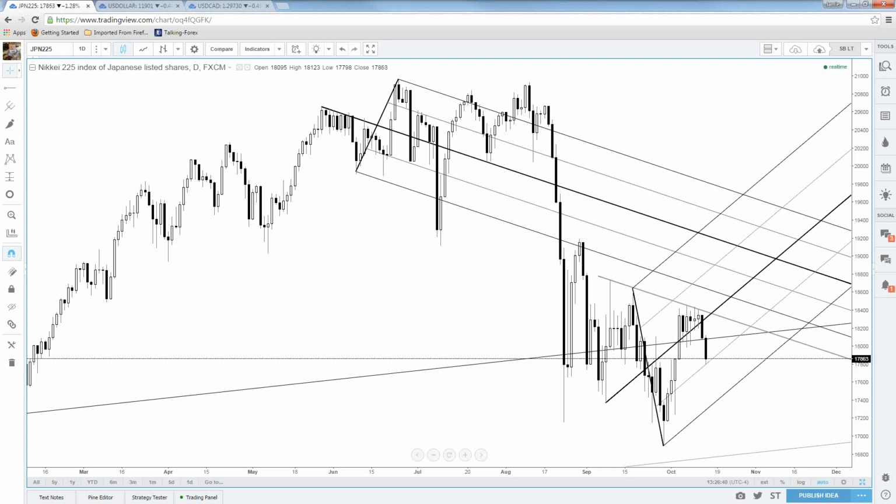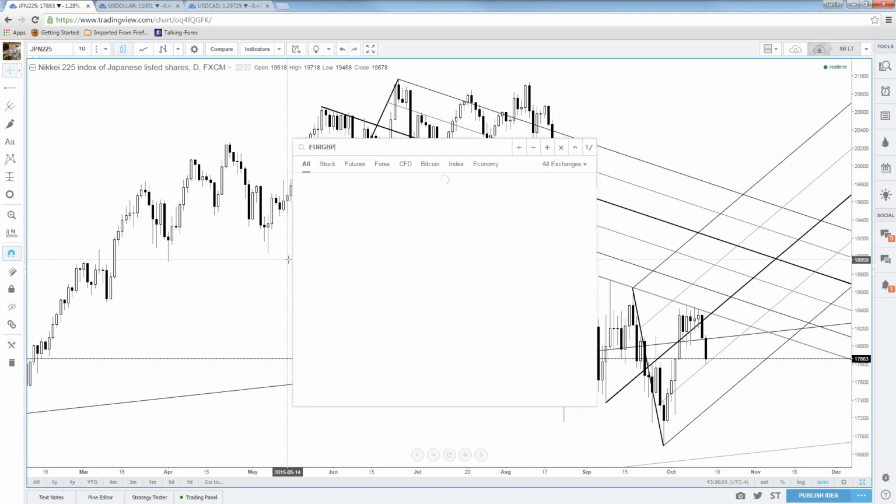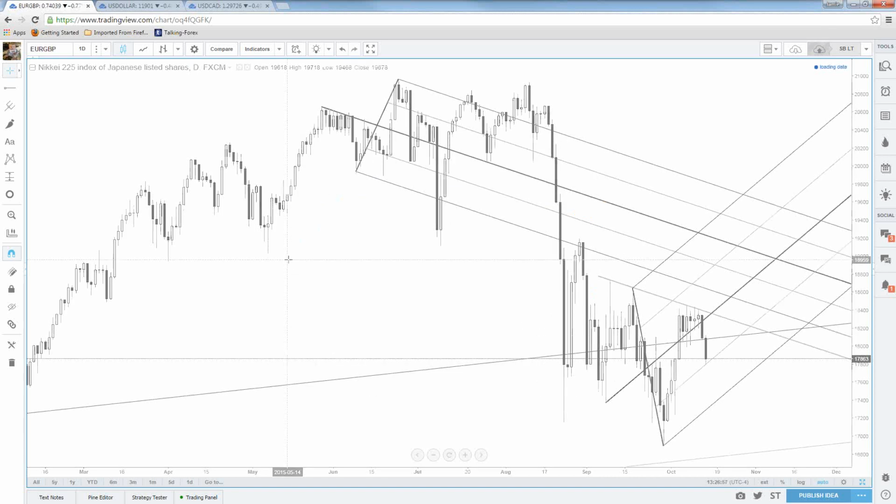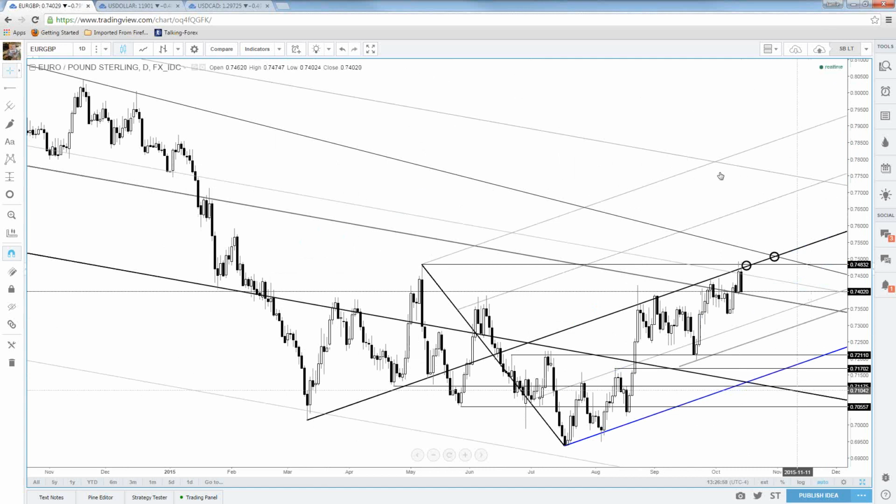Europe versus commodity. Let's shift focus here and look at Euro versus Aussie, Kiwi, CAD, and pound versus Aussie, Kiwi, CAD. Before I look at that, we're going to look at Euro pound, because Euro pound has come into big resistance.